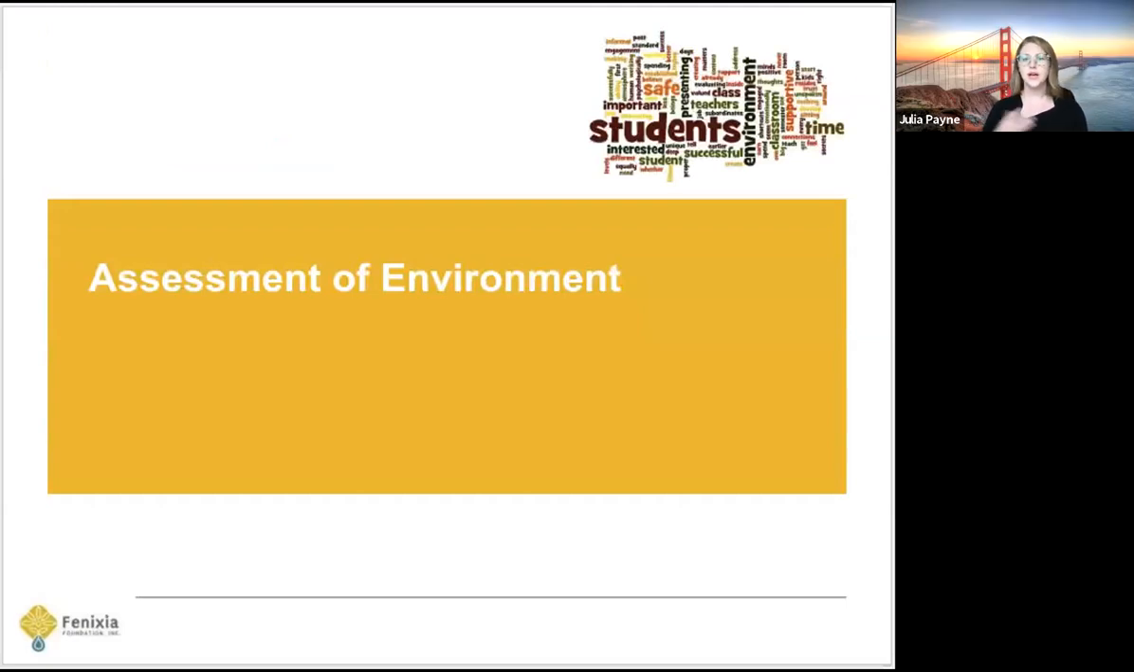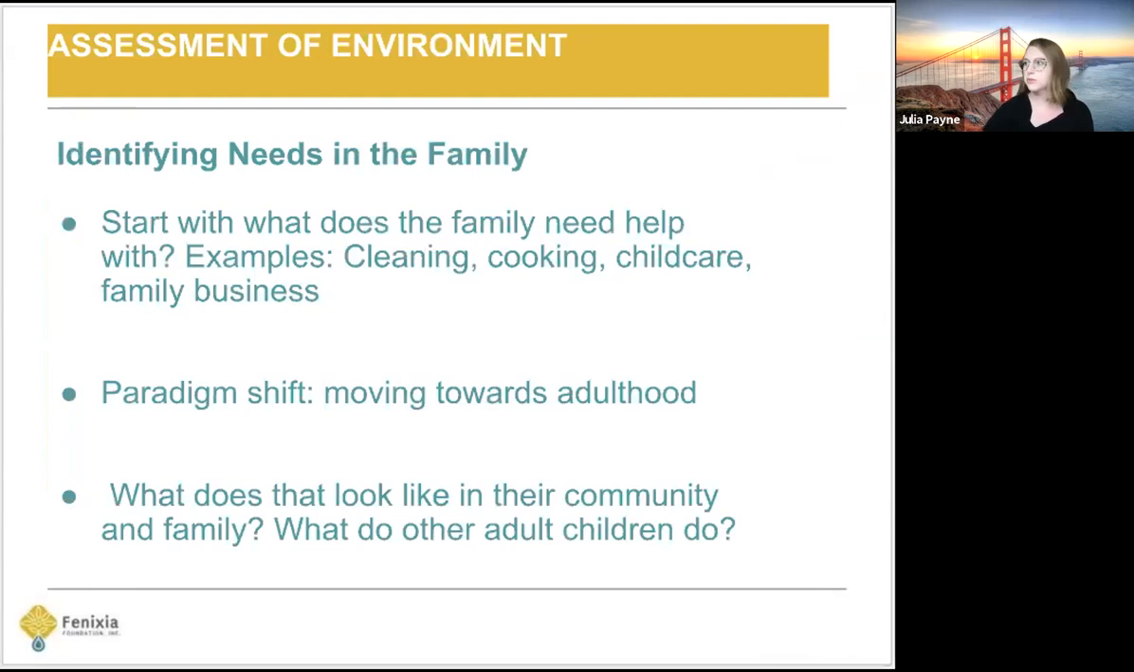So as Jenna said, we are going to be starting with the assessment of the environment. So really what this means is, what does the family and community need that the student can contribute to? This is going to be how we learn about what goal is most appropriate to work towards. And we will be talking about how you're going to really be doing that.